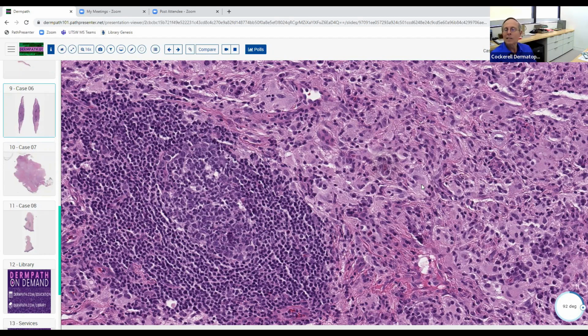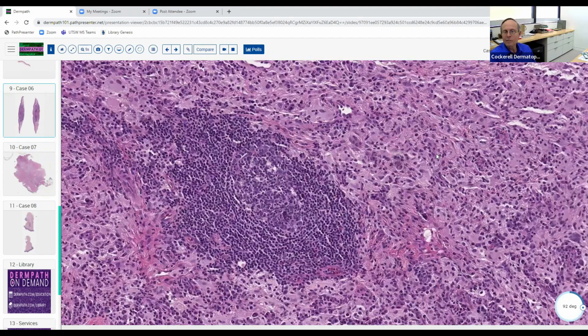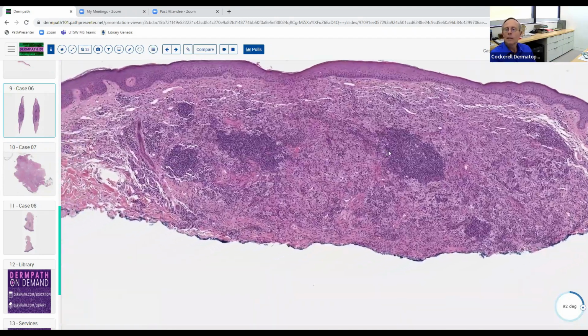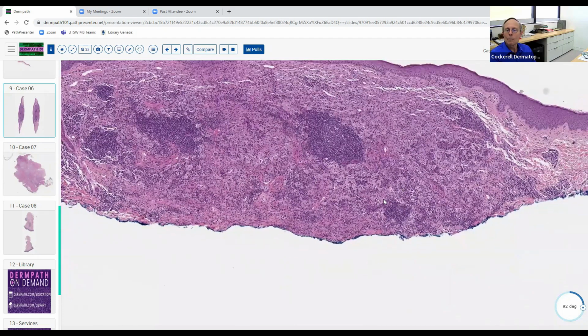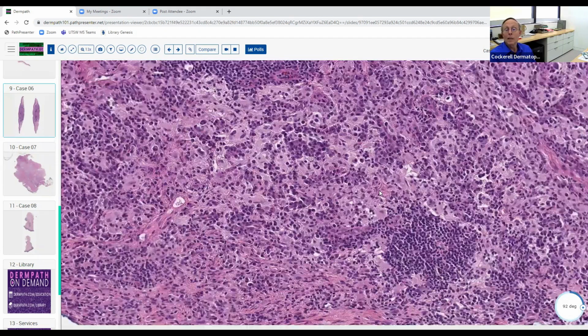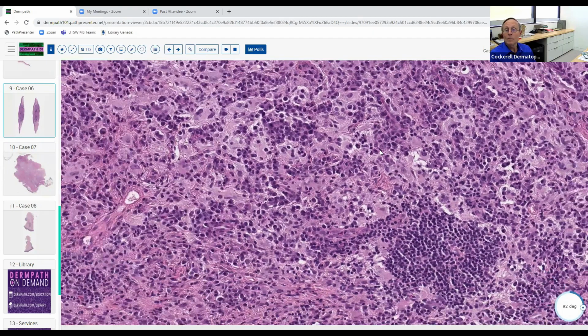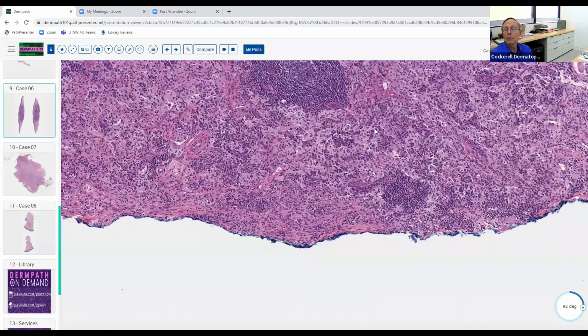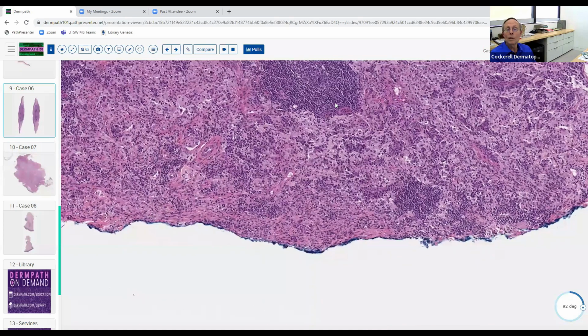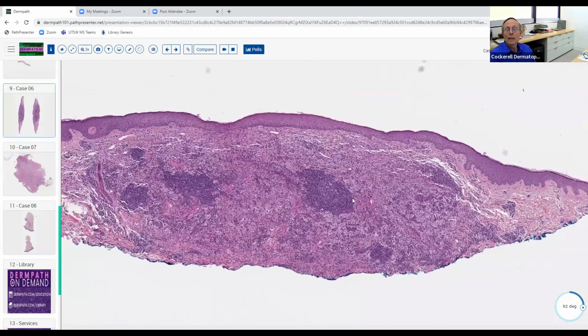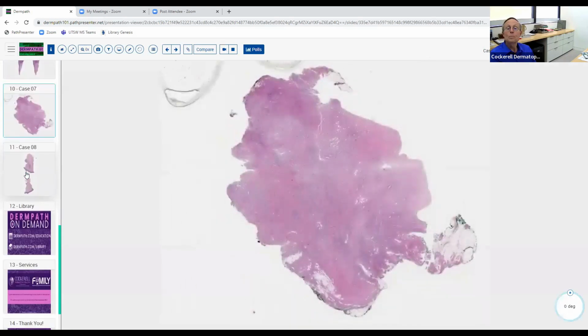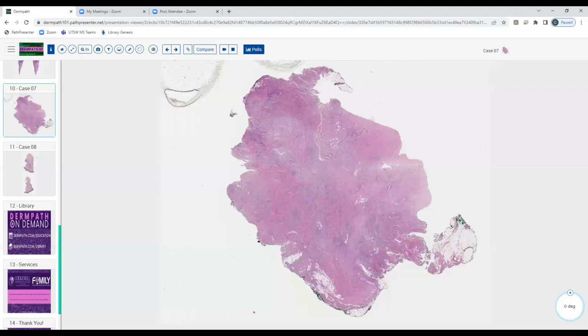So this is a nice example of that entity. I'm glad that you were able to make that diagnosis and pick up on the emperipolesis. These very often do have plasma cells in them. So that's a common finding. They sometimes have a lot of plasma cells, sometimes they just have a few, but this one's a very nice example of that. So this is yet another example of a lesion they could very easily have on the board examination. Thank you. You're welcome.